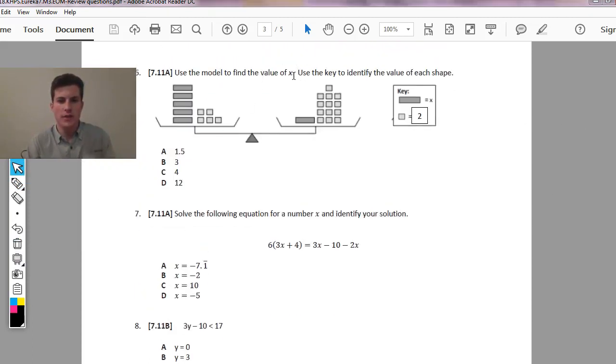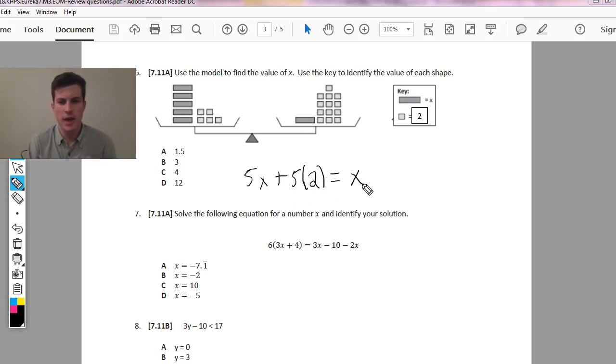Use a model to find the value of x. Oh, I love this type of question. Okay, so this bar is x, and then the little boxes are 2. So let's count the x's. 1, 2, 3, 4, 5. I got 5 x's, and I have 1, 2, 3, 4, 5 2's. So plus 5 times 2, or you could draw parentheses.